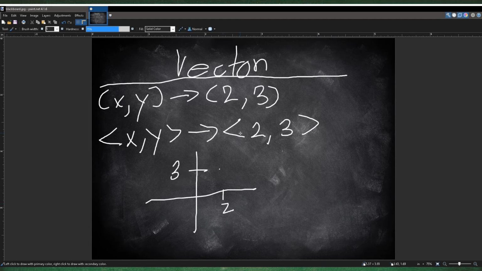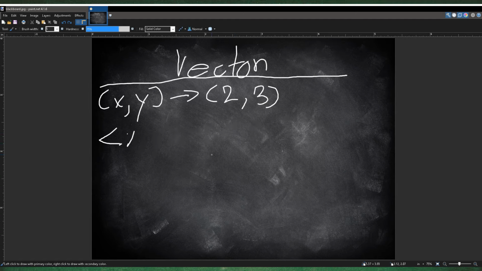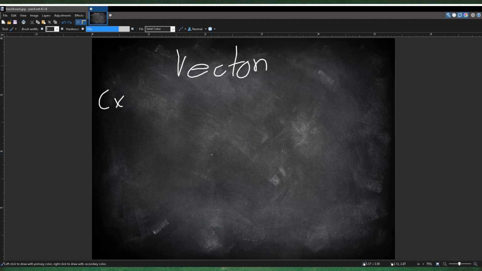Then if you add the vector ⟨2, 3⟩, basically it's going to go 2 to the right, and it's going to go 3 up. The 2 represents the change in x, and the 3 represents the change in y. So that's what vectors basically are. It represents the change. It's not like a static number. Sorry if that sounds kind of dumb, but basically that's what vectors are.